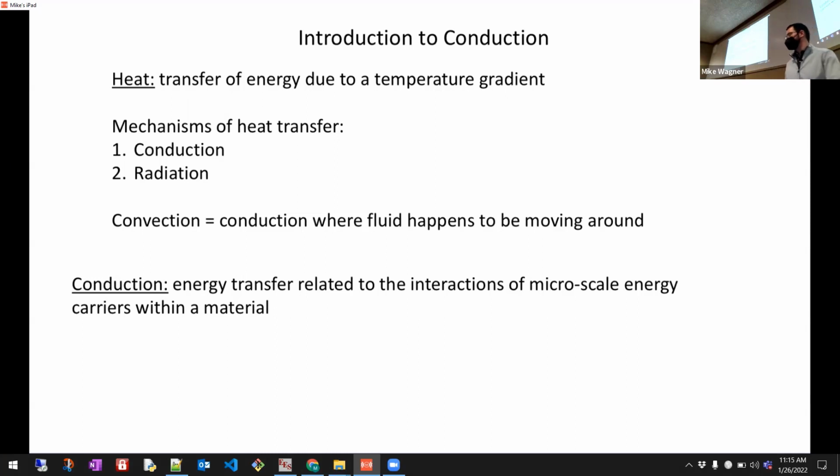This is energy transfer related to interactions on the microscale, microscale energy carriers within a material. This could be, like I said, electrons moving in a substance. It could be vibrations of energy within the molecules or atoms, and they're propagating along. Whatever the case, it's a very local phenomenon.